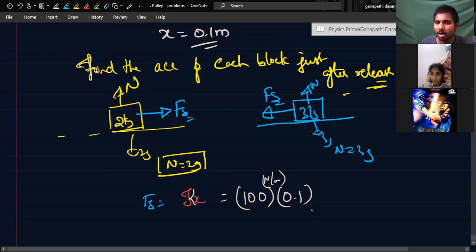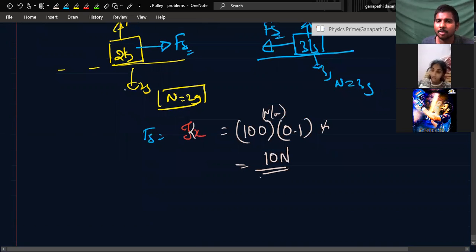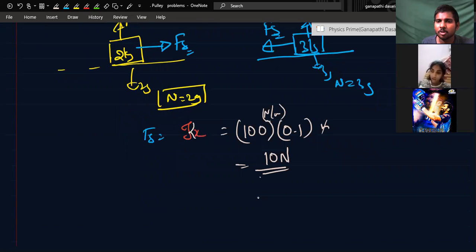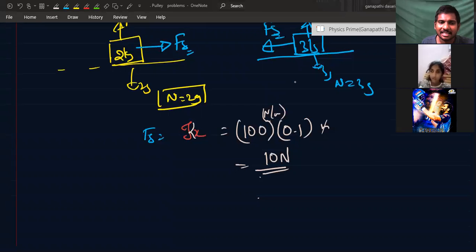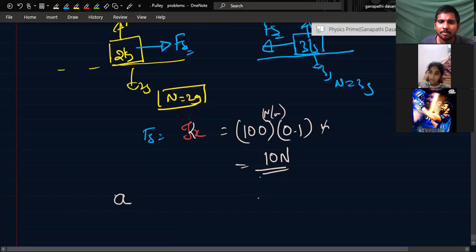You carefully see the units also here. Meter into meter cancel, so the answer will be 10 newtons. So the force you got on the 2 kg block and the force you got on the 3 kg block is equal. So acceleration is what? Acceleration of the 2 kg block is what?